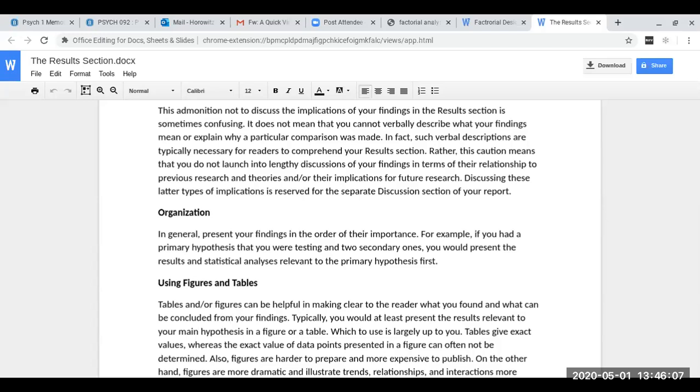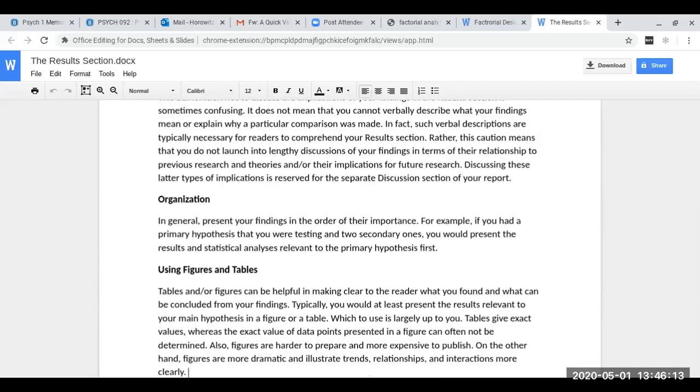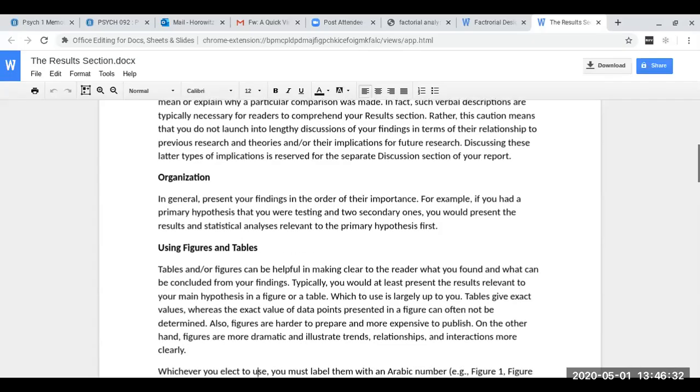Figures are usually harder to prepare and more expensive to publish, but we're not worrying about paying a publisher. But on the other hand, when you use a figure or a graph, they are more dramatic and they illustrate trends, relationships. And remember in chapter 12, we practiced that you can actually see if there's an interaction based on the graphs. So that's much more clear. Again, this is why we opt to use a graph instead of a table.